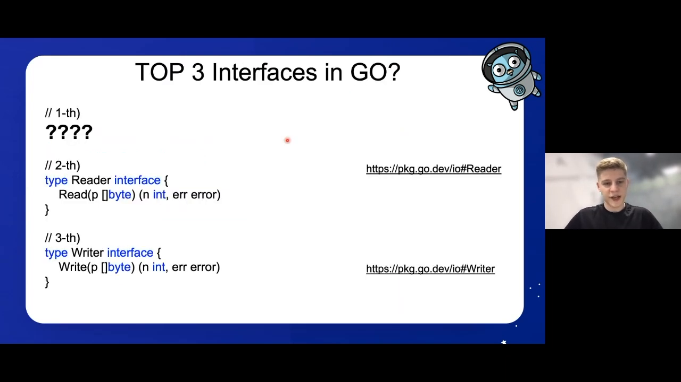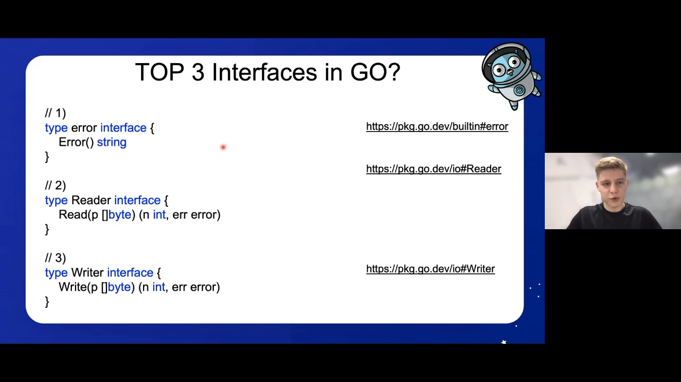Let's take a couple of seconds and think about what the most popular interface in Go is. The second most popular interface in Go is Reader, the third is Writer, and the first one I can give you a couple of seconds to think about, and you can send it in the chat, for instance. Ready, steady, go. The most popular interface in Golang is error.